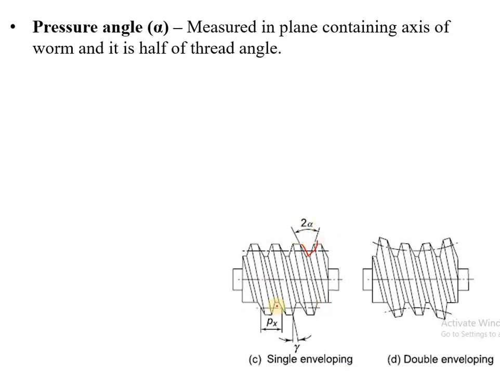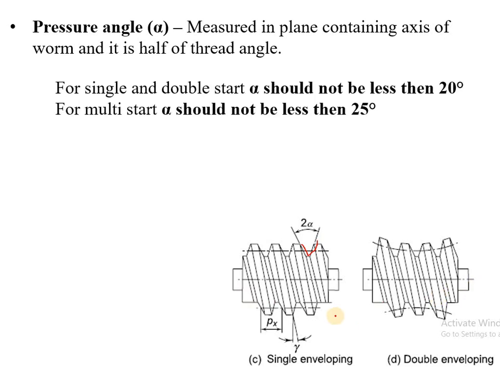Now actually this diagram shows you two types of worm. This is straight worm and this is double enveloping worm. Here the straight worm is there and here is a curved worm. Now when we are talking about single enveloping, it means what? Here the worm wheel envelopes over the worm, completely or partially. So the contact between them is line contact, and they are also called cylindrical worm or straight cylindrical worm.